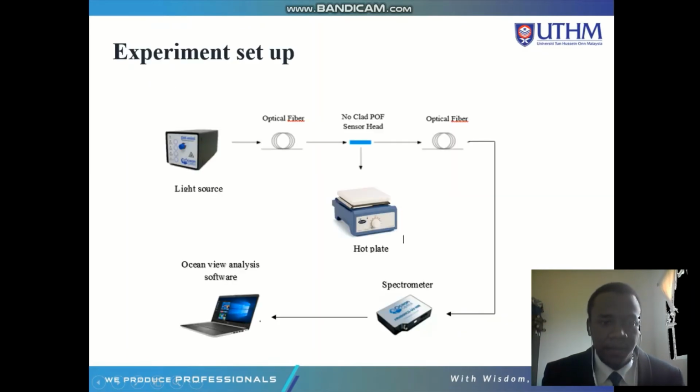So this is the experiment setup. This is the light source, the optical fiber, and the sensor head, and then the sensor head goes through the hot plate, and then this is the spectrometer, and we use the Ocean View reading on the laptop. On the hot plate, we use a small container of glassware. We fill it with oil, and then we put the sensor head inside the glassware with oil, and then we change the temperature on the hot plate.